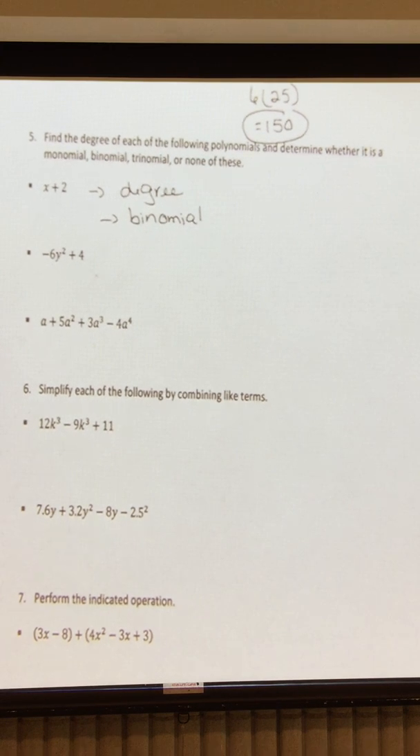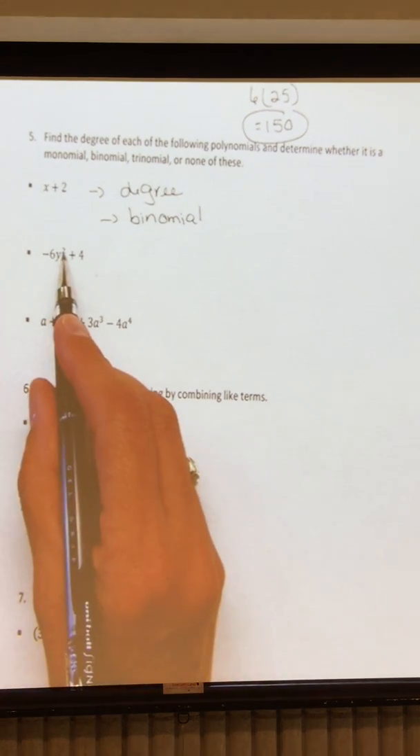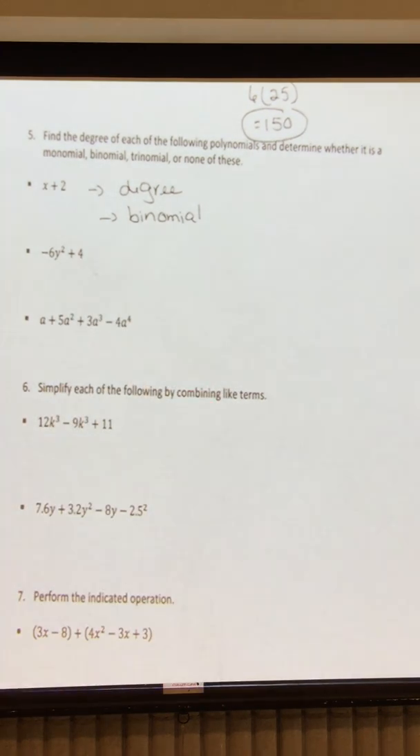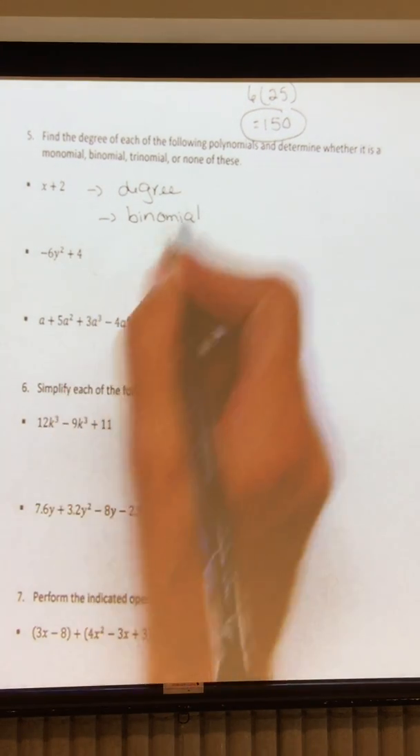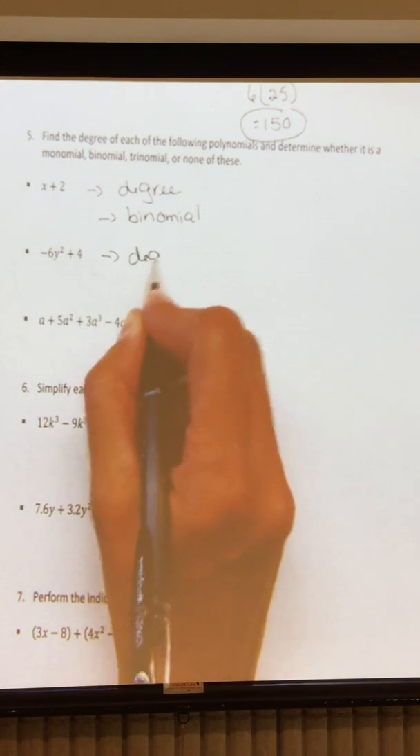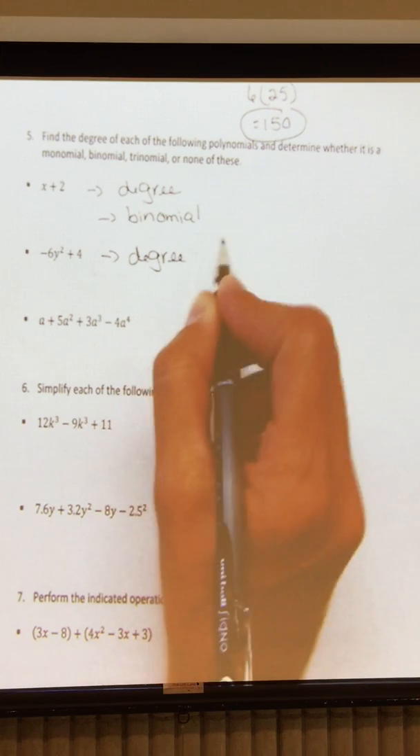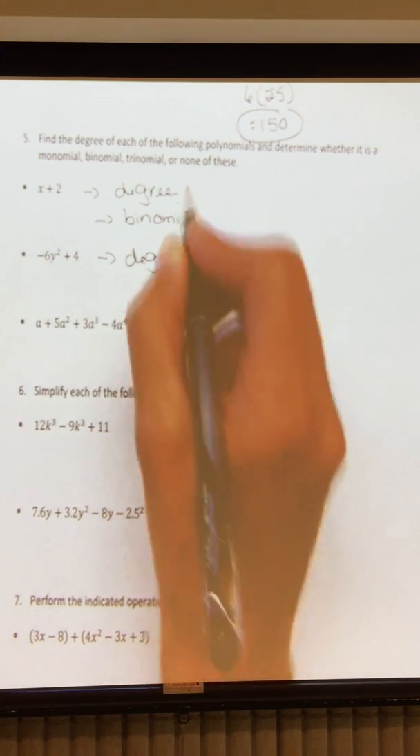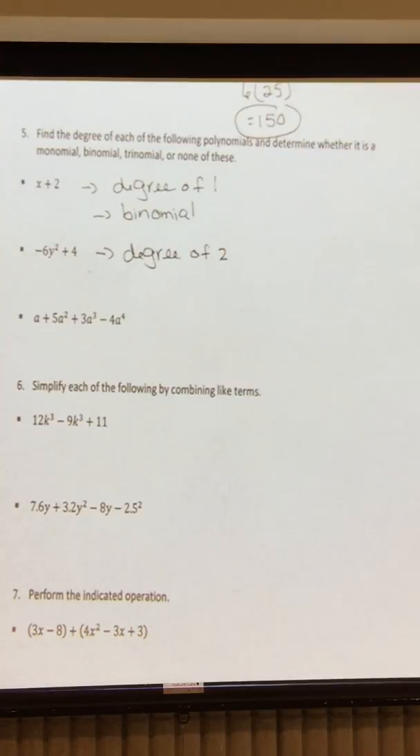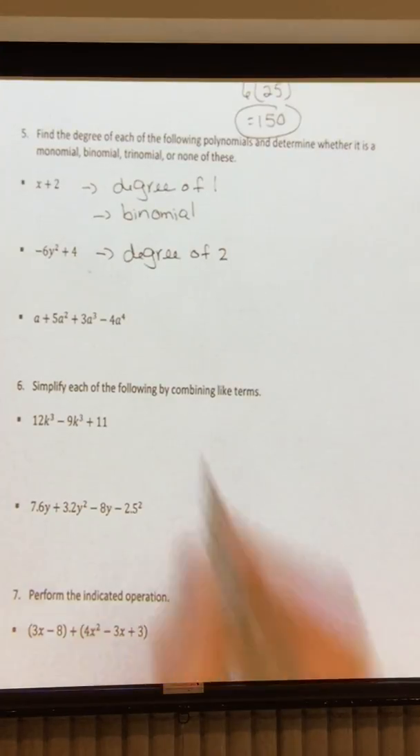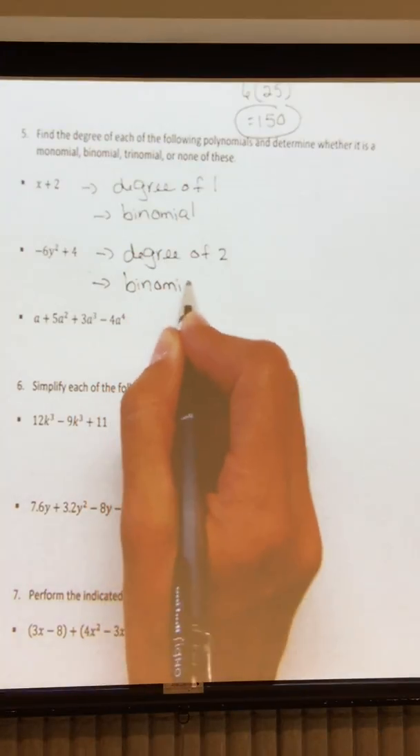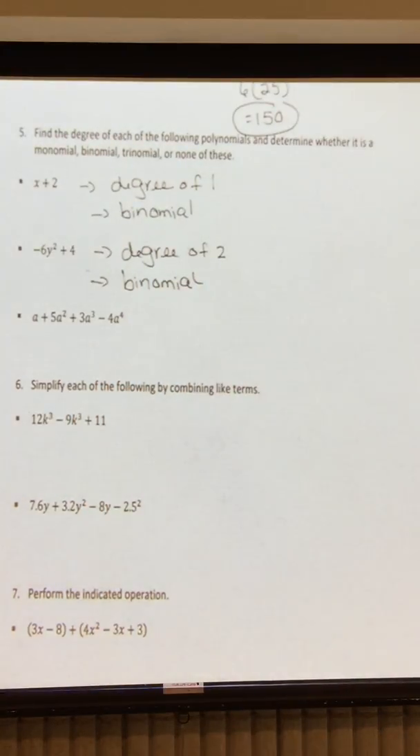The second part here, your degree is 2. That is the highest degree. And again, you have 2 terms, which means you have a binomial. So here you have a degree of 2. Let's go back here. Number 1 was the degree of 1. So you have a degree of 2, and again you have 2 terms, which means you have a binomial.